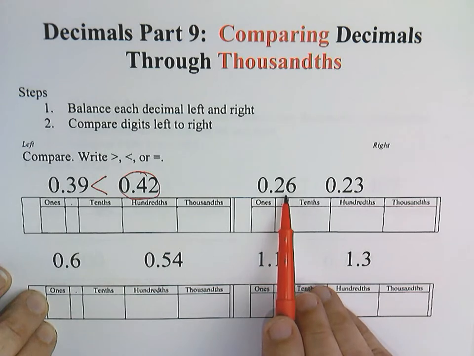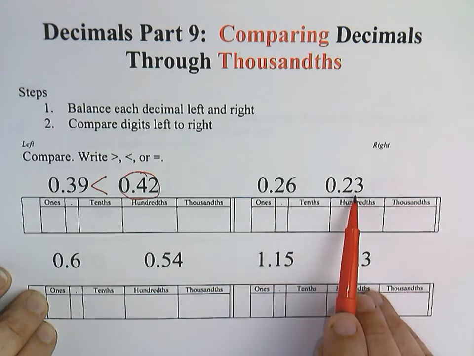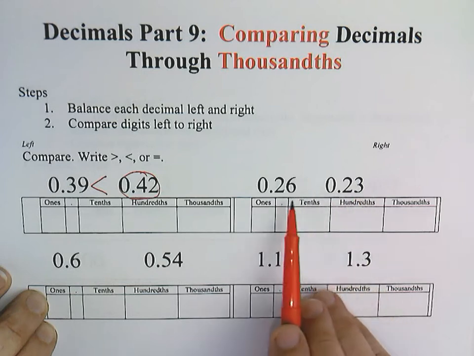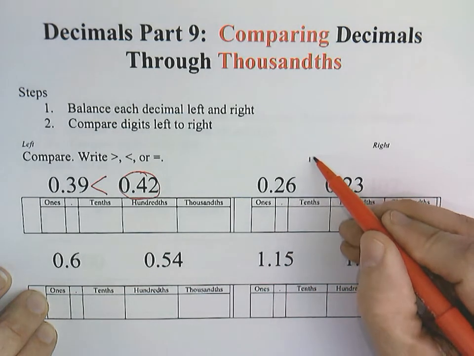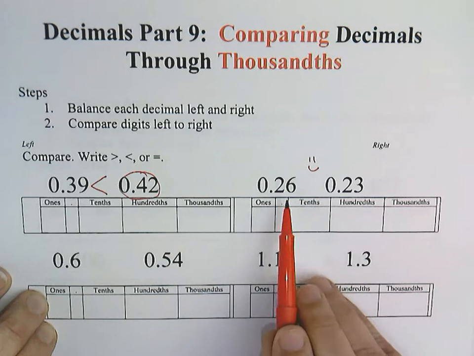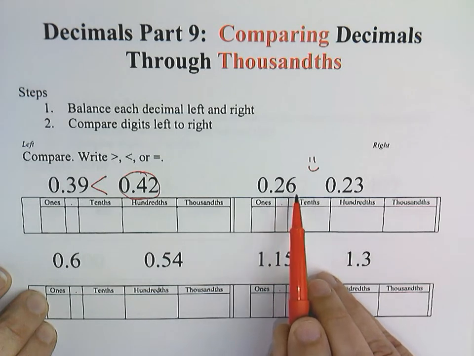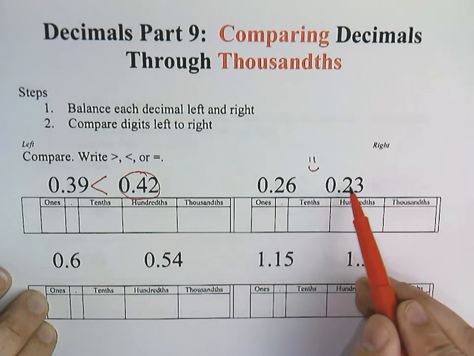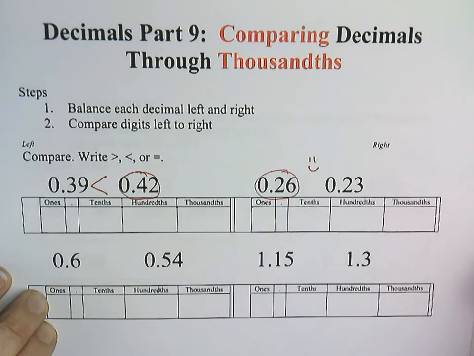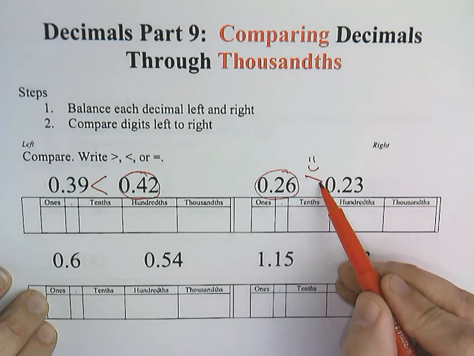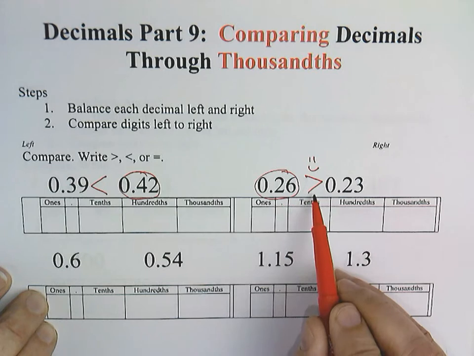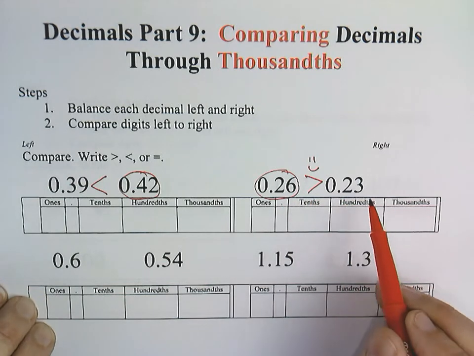26 hundredths compared to 23. Are we balanced left and right? Yes, we're balanced. So 26 hundredths is greater. So pretend that's a pizza, right? And you're the hungry alligator. This would read as 26 hundredths is greater than 23 hundredths.